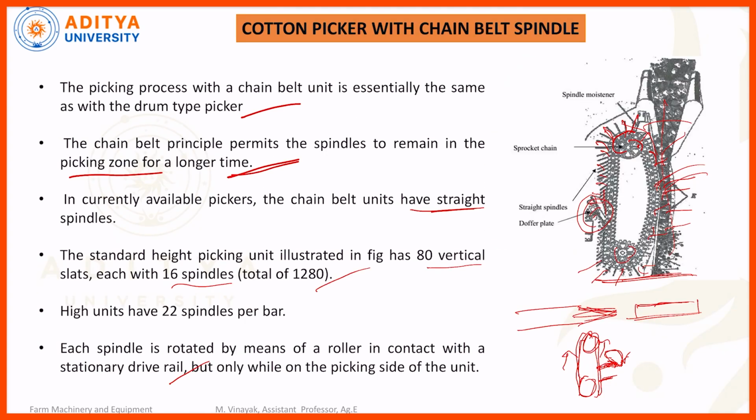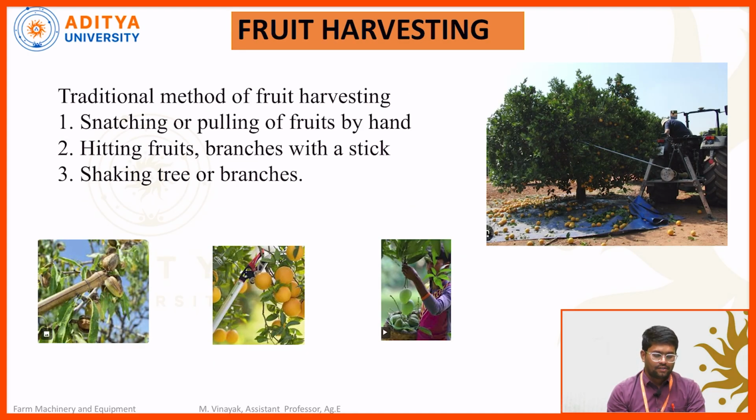So up to now we have seen the two methods of cotton machineries available for harvesting cotton crops. So let us look on to fruit crop harvesting. The harvesting of fruit crops can be achieved in three ways. The traditional method of fruit harvesting is snatching or pulling the fruit by hand. Most villages harvest the fruits using manual labor only. So by using the hands we can pull up the fruits.